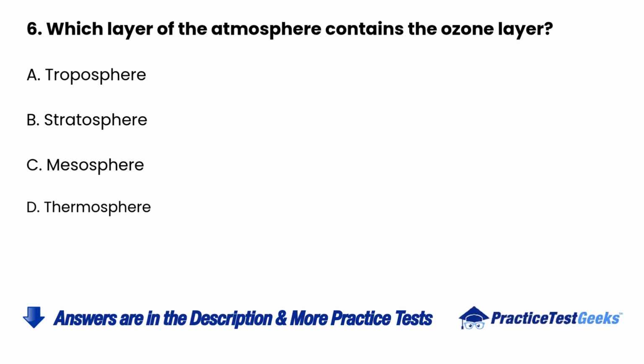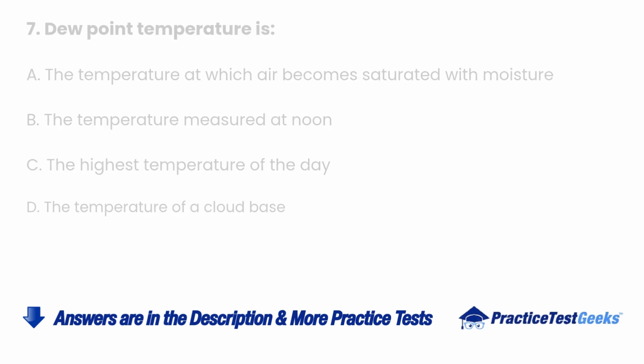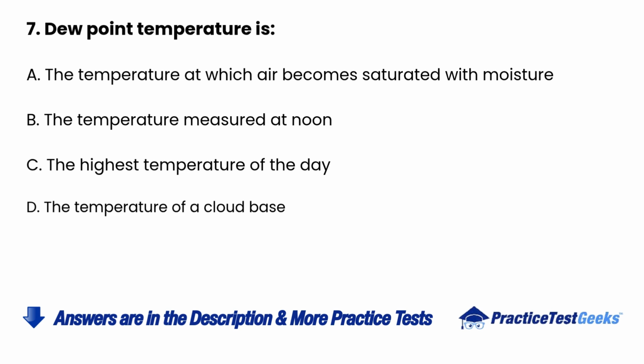6. Which layer of the atmosphere contains the ozone layer? A. Troposphere. B. Stratosphere. C. Mesosphere. D. Thermosphere. 7. Dew point temperature is A.